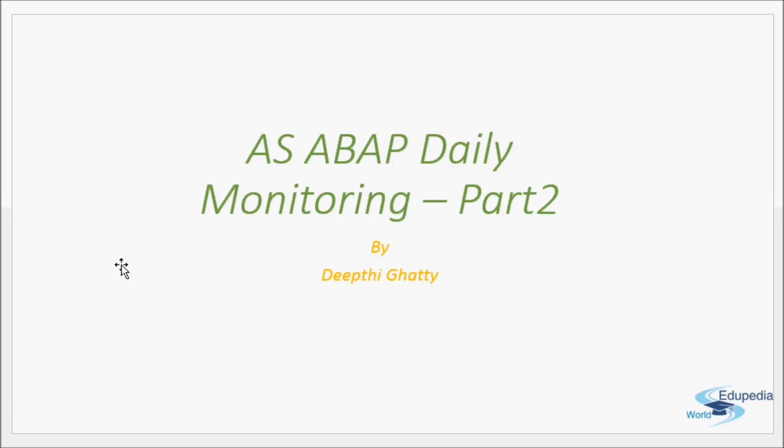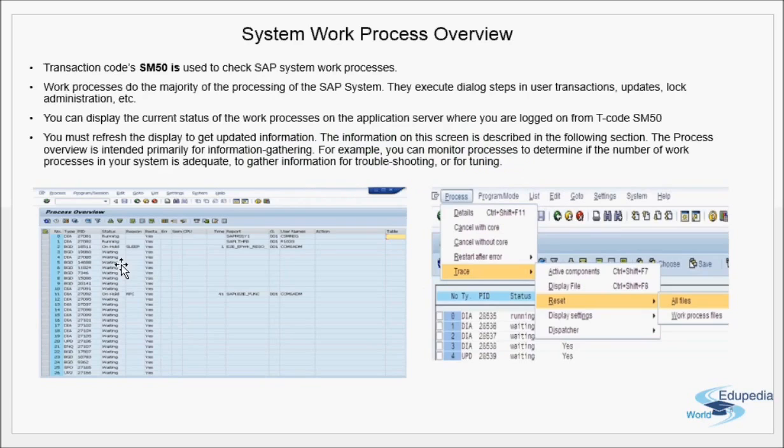So in this video, we'll discuss 4 more transactions which are part of daily monitoring. The first one is system work process overview. Yesterday we saw SM51, the overview of SAP application servers. Now this is the system work process overview. Transaction code SM50 is used to check SAP system work processes.